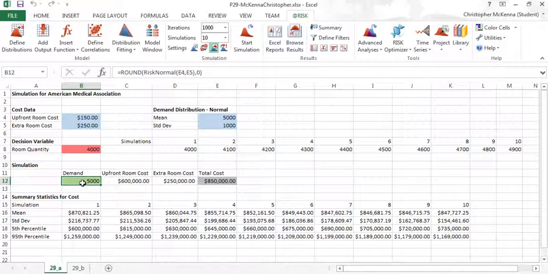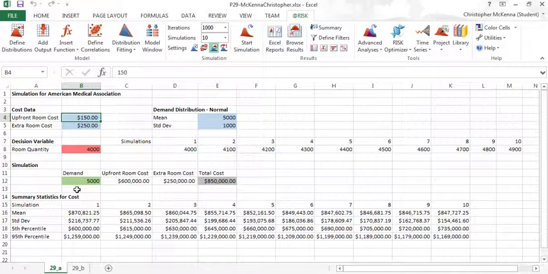And then we have two costs associated with the total cost that the American Medical Association will pay. So first of all, they have their upfront room cost. So this will be the room quantity times the upfront room cost. So the current state, we're room quantity of 4,000. We will be paying $600,000 in upfront room costs.